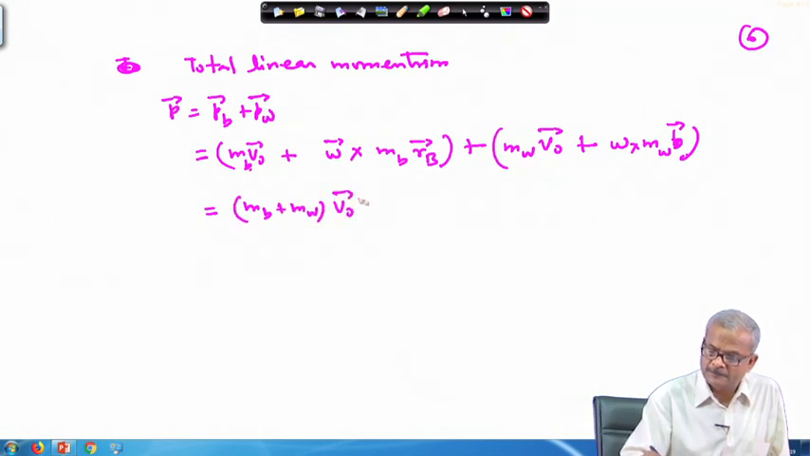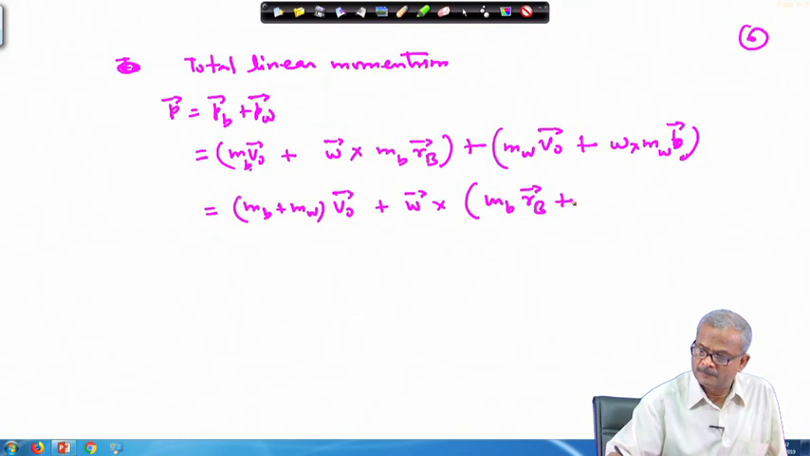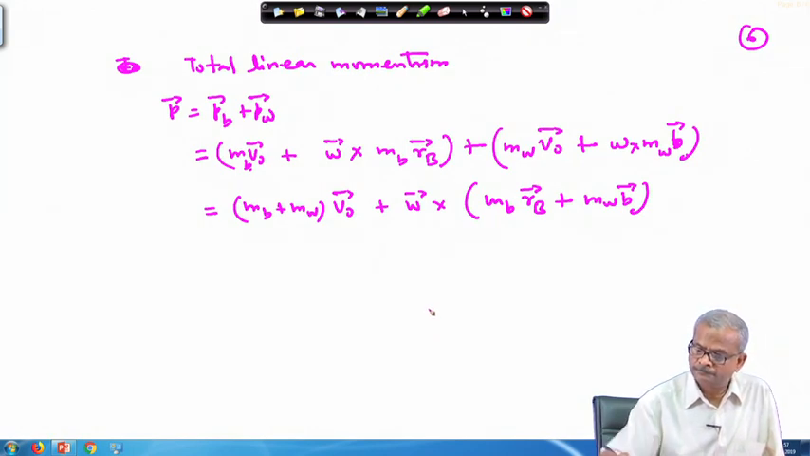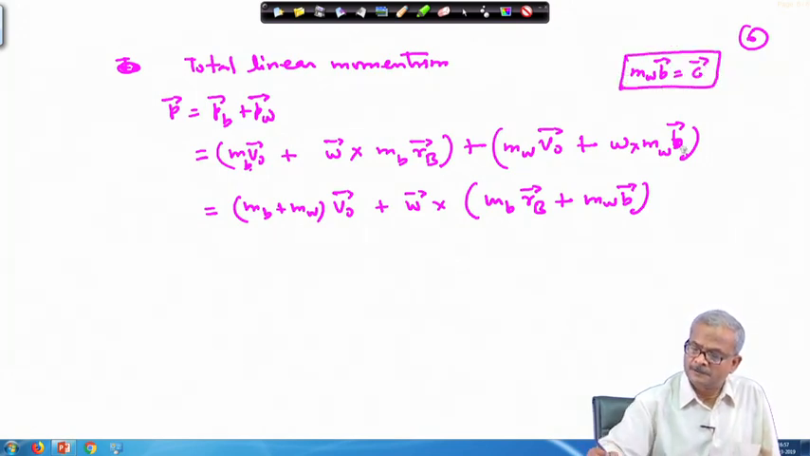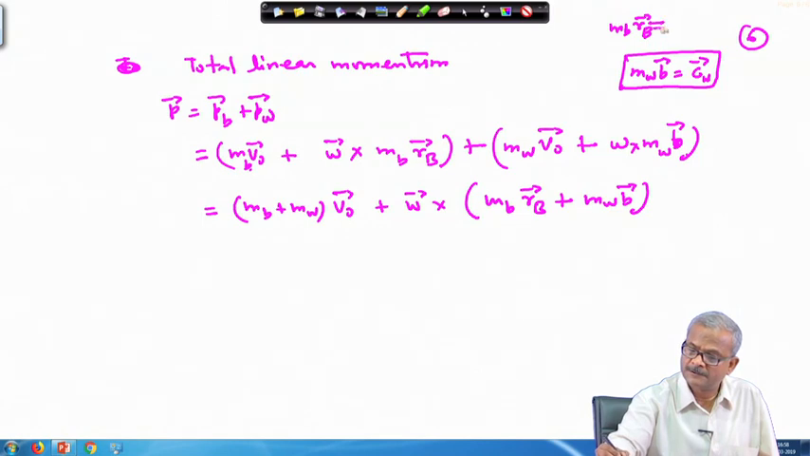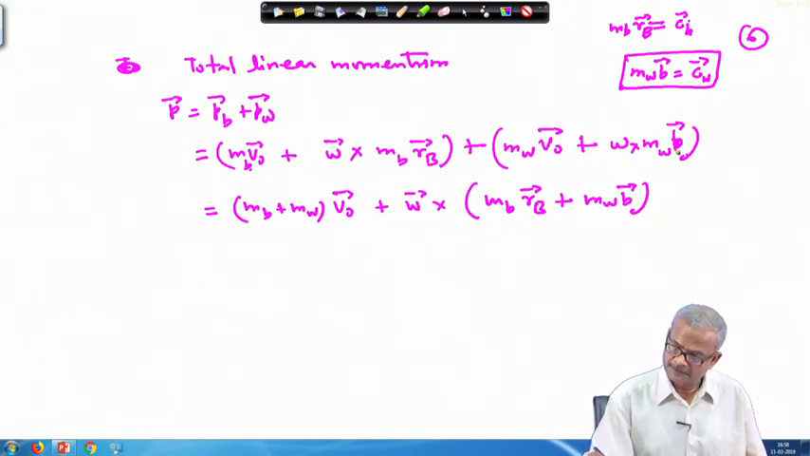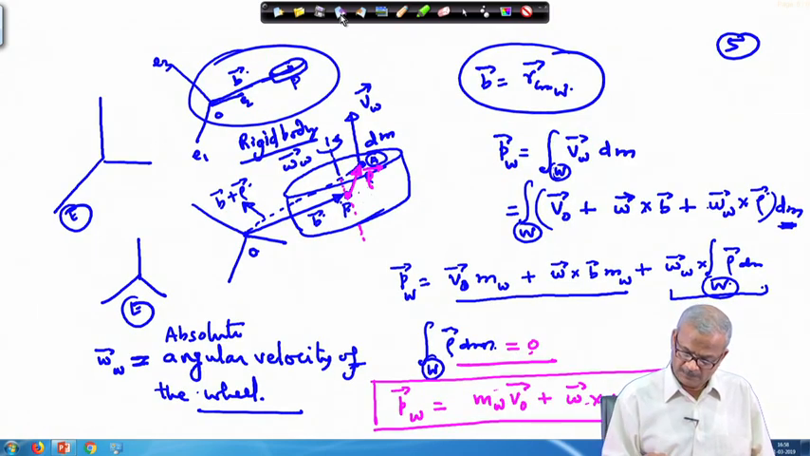We can combine them together. m_w times b, this we can also write as c, or we can put a tag c_w here. Similarly, m_b times r_b, where r_b is the location of the center of mass of the main body, this can be written as c_b. Okay, these notations should not become confusing at any stage.